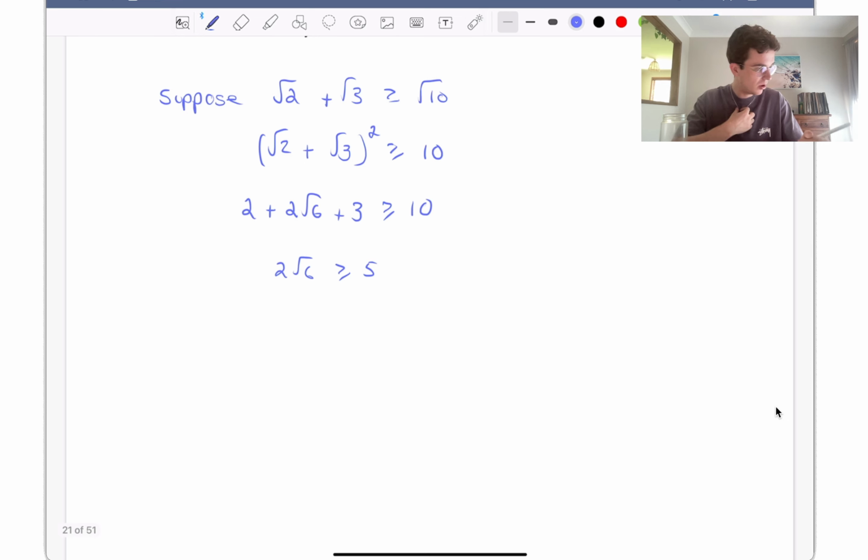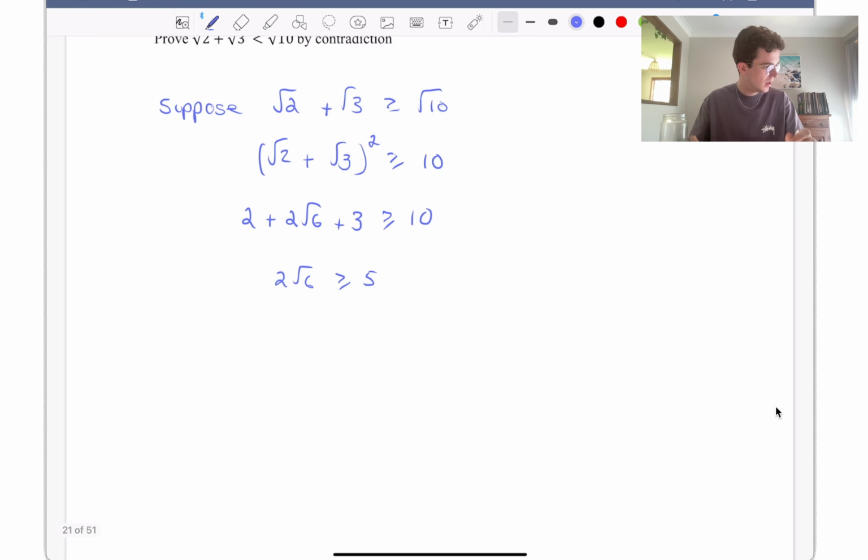And if we square both sides, what do we get? If we square 2 root 6, we get 24, and if we square 5, we get 25. So that's telling us that 24 is greater than or equal to 25, which is not true. This is where contradiction really becomes obvious. 24 is not greater than 25. So this is a contradiction.